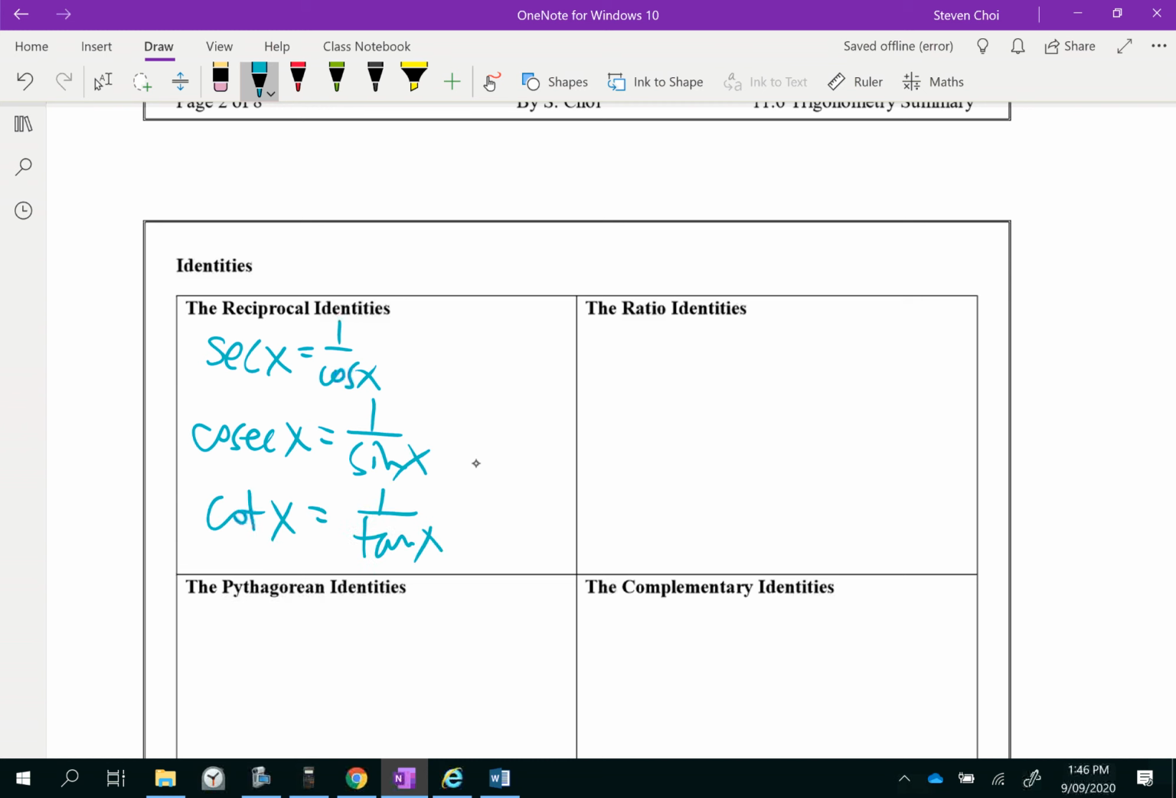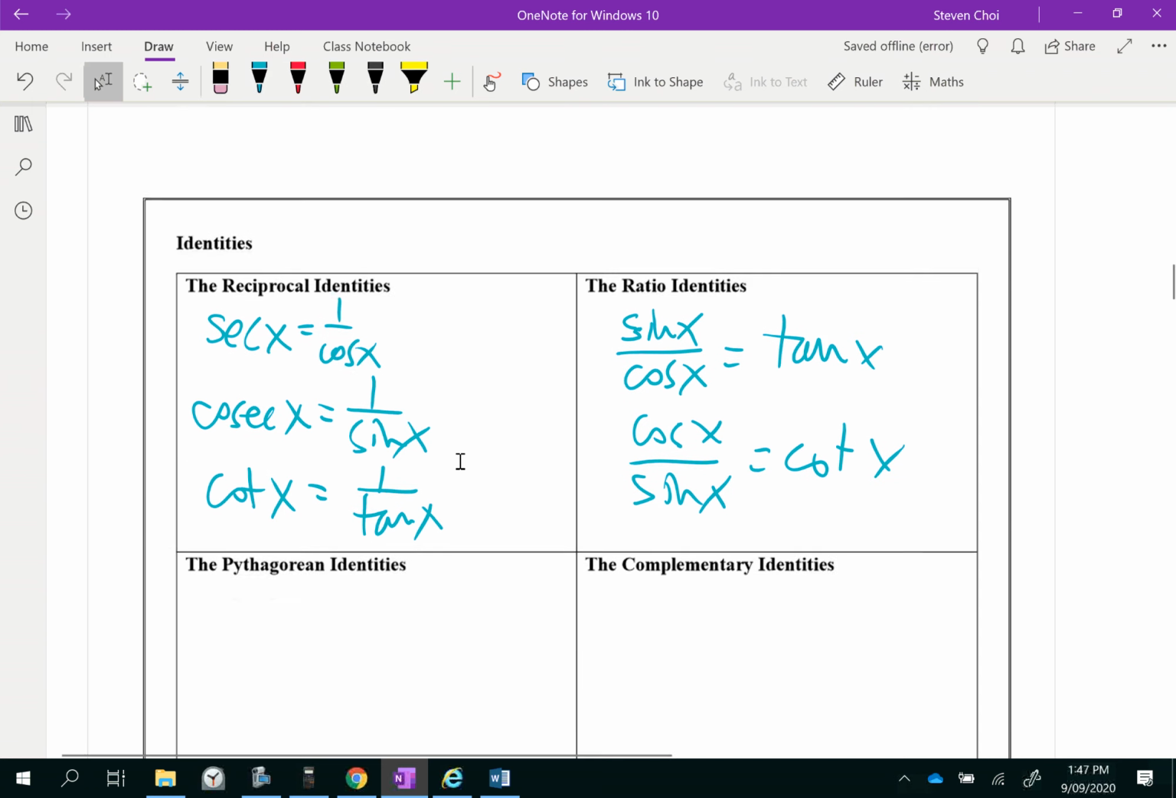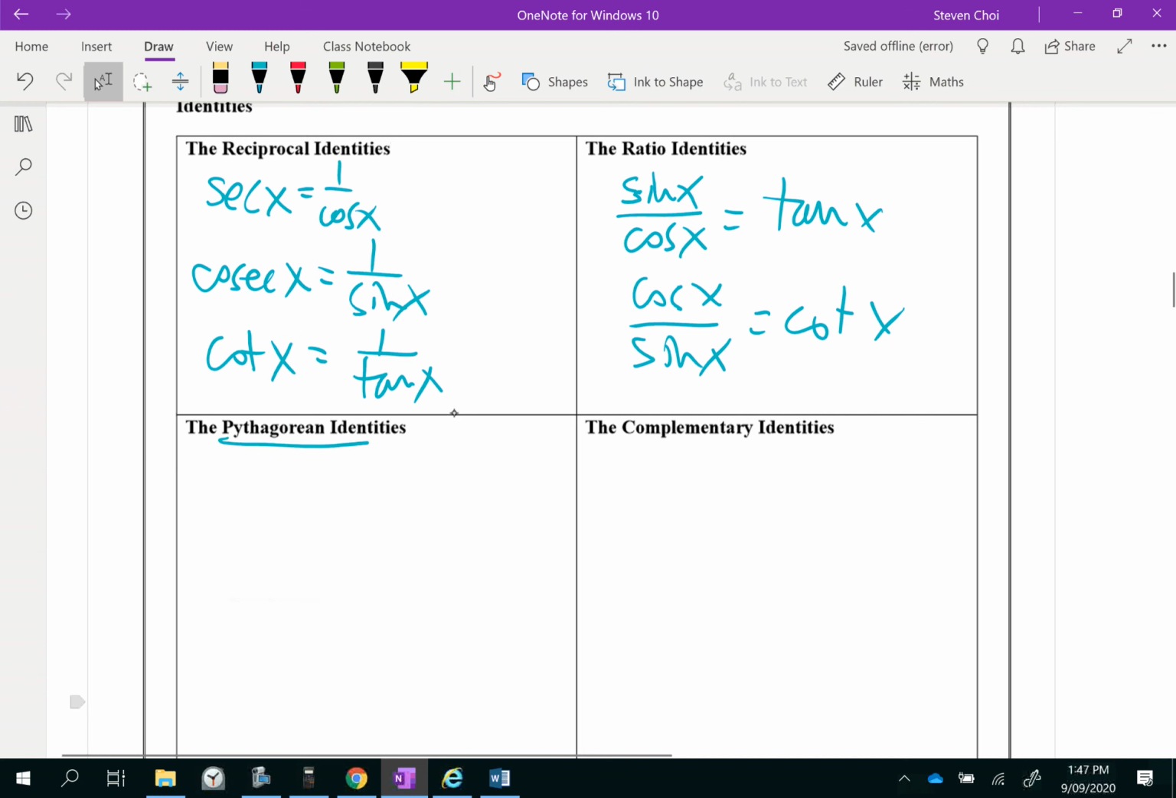And there's the 2 ratio identity. I think that's on the reference sheet. That sine over cos is tan, and cos over sine is cot. Like that. And the Pythagorean identity. So just remember Pythagoras theorem that involves squares. So the one that's used a lot is sine squared plus cos squared is 1.